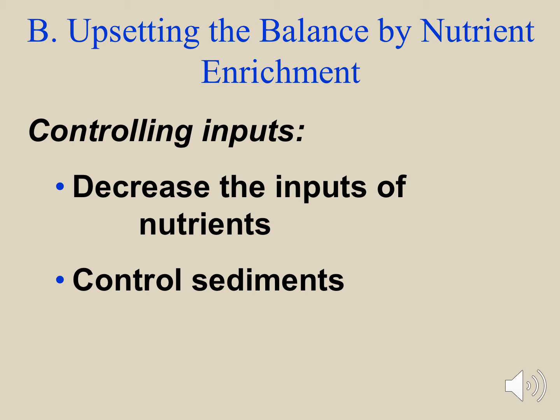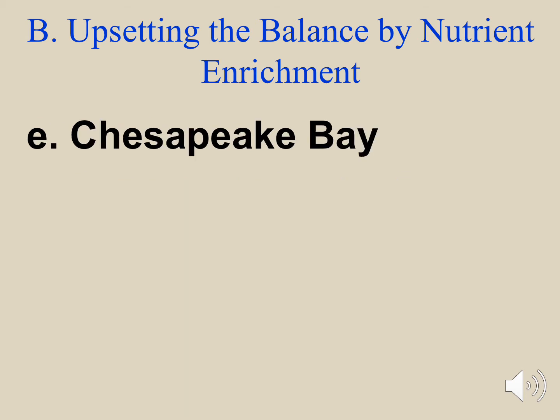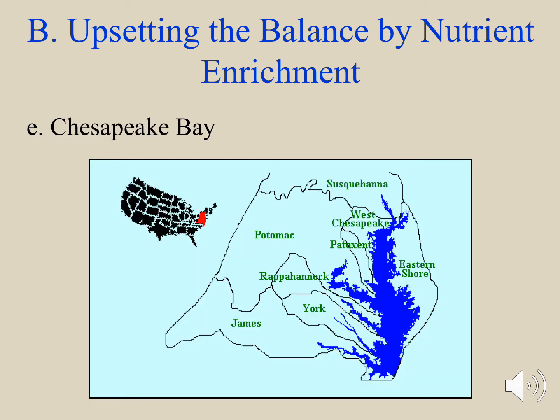The other eutrophication poster child in North America would have to be the Chesapeake Bay. The Chesapeake Bay is in eastern North America. I have a fairly small diagram here. If you can see the red area in the eastern United States, the Chesapeake Bay is a very large estuary in the United States. It covers parts of the states of Virginia, Maryland, Delaware, and a few watersheds in southeastern Pennsylvania.